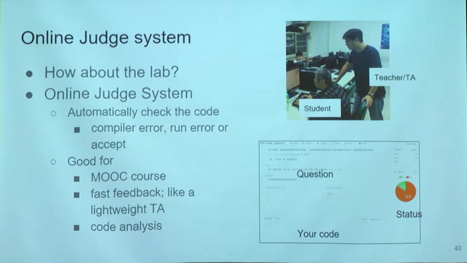Okay, we use an open source system called an online judge system. The system can automatically check the code. If your code is not correct, it will show you a compiler error or runtime error, or if it's right, it will be accepted. Such a system is good for a MOOC course because students will get fast feedback, like a lightweight TA. And for us, we can do some code analysis on the students' submissions.